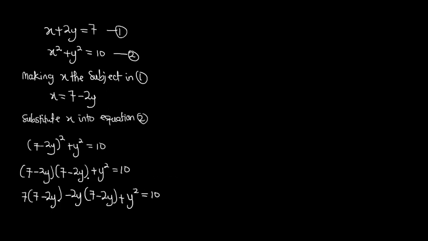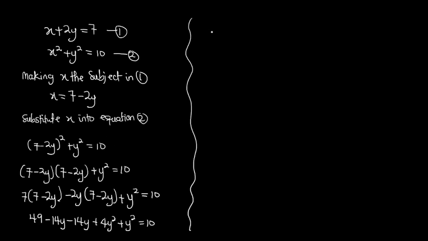7 multiplied by 7 gives 49, minus 7 multiplied by 2y gives 14y, minus here will also give 14y, then minus 2y times minus 2y gives plus 4y squared, plus another y squared is equal to 10. So I have 49 minus 14y minus 14y, which gives minus 28y. Then plus 4y squared and y squared gives 5y squared, is equal to 10.